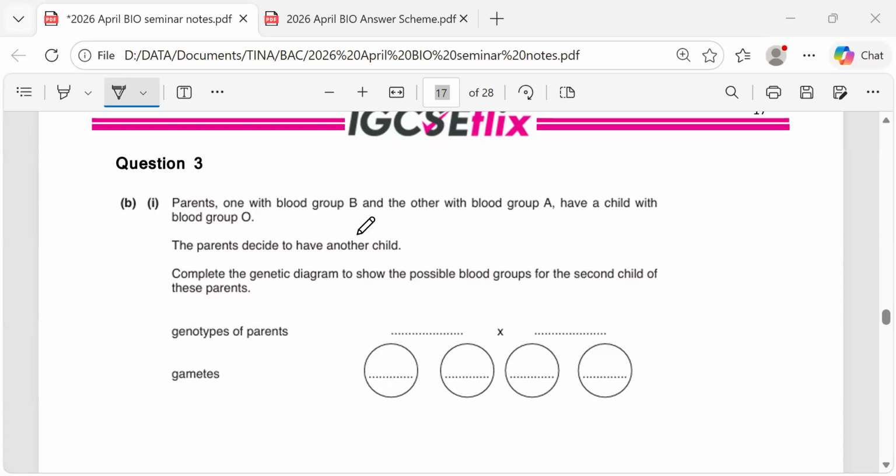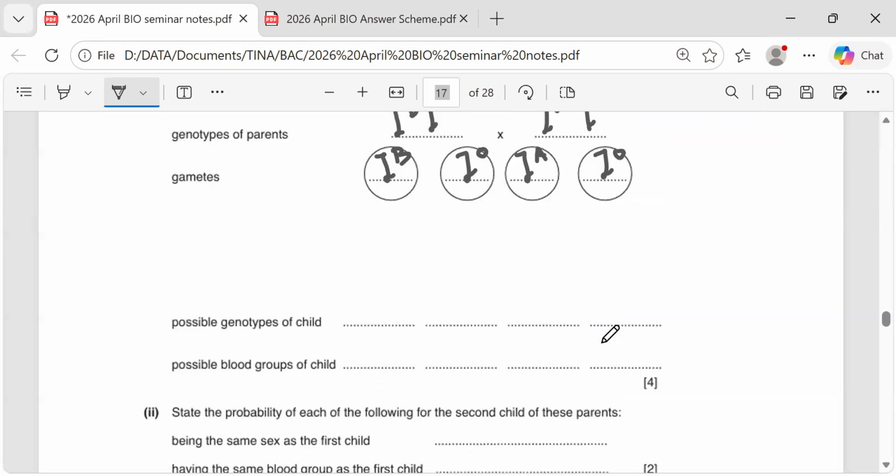B and the other blood group A have a child with blood group O. So it's your B blood and A blood. Is the gene like, sorry, I didn't see this one. Okay, so IBIO. Not in a million years. I wrote wrong, I wrote AB, wrong. Yeah. Okay, so here is the Punnett square.